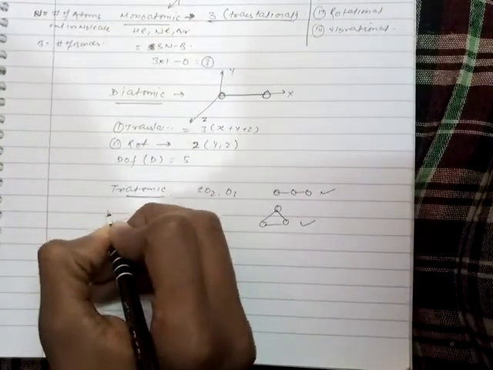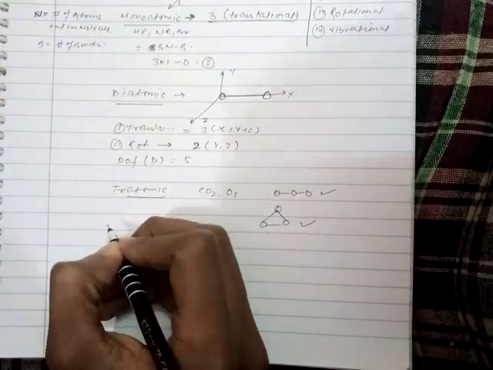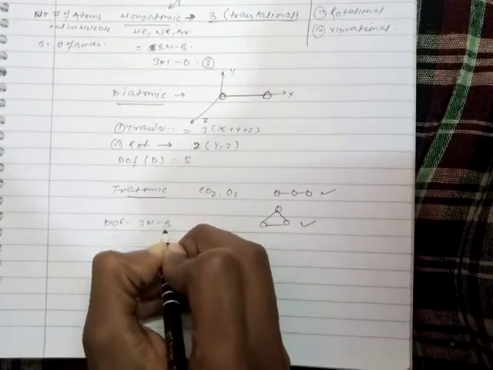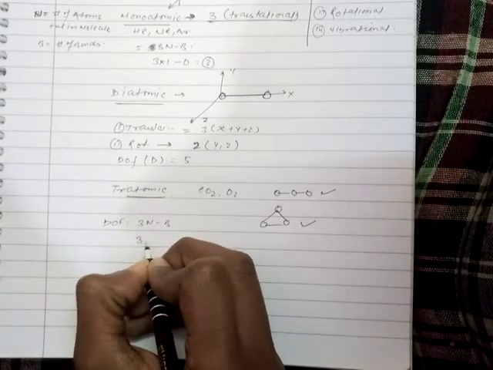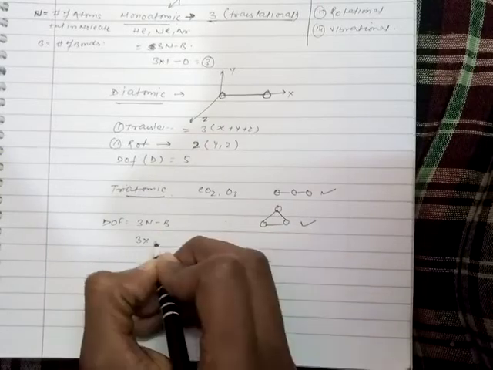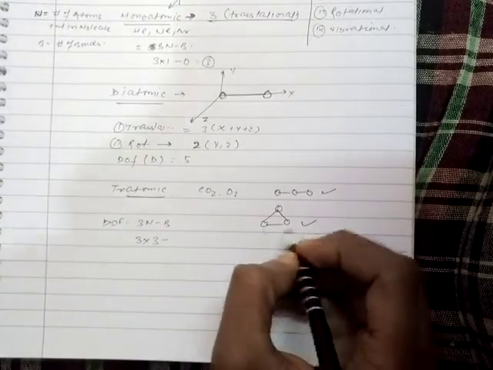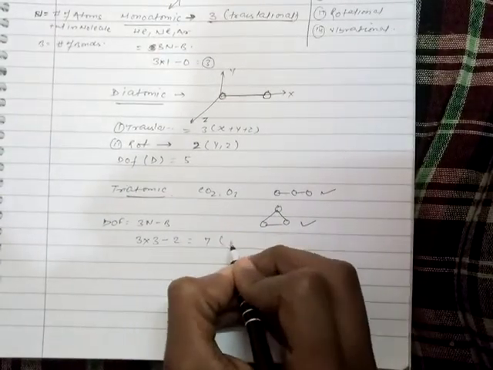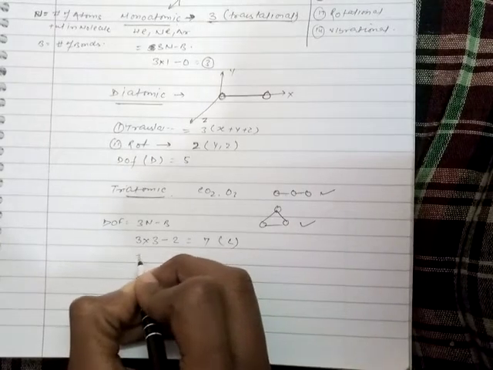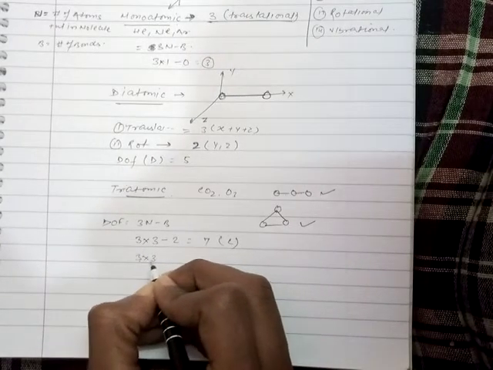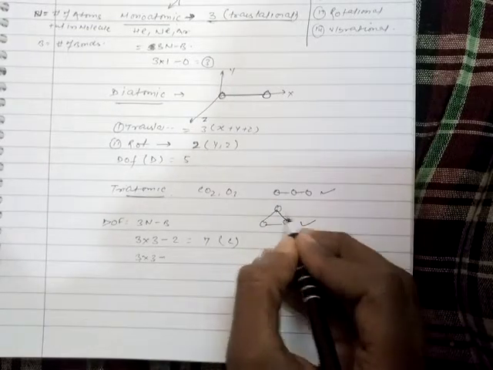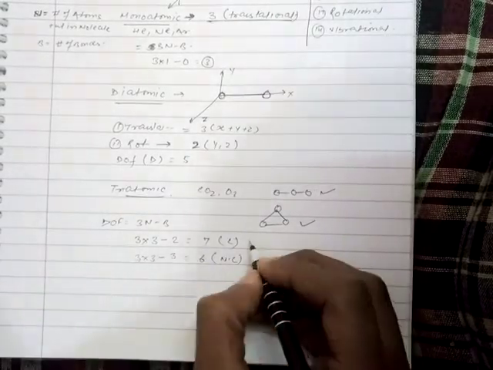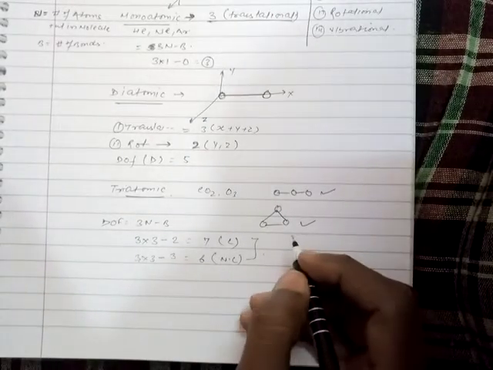In case of linear molecules, we use this formula: DOF is equal to 3N minus B. For triatomic molecules it is 3 into the number of atoms, 3, minus the number of bonds. In case of linear molecules we will get 2 bonds, so minus 2, and we will get 7. But in case of non-linear, we get 3 into 3, the number of atoms, minus 3, because there are 3 bonds in non-linear molecules, which is equal to 6. So we get 2 results in case of triatomic molecules.